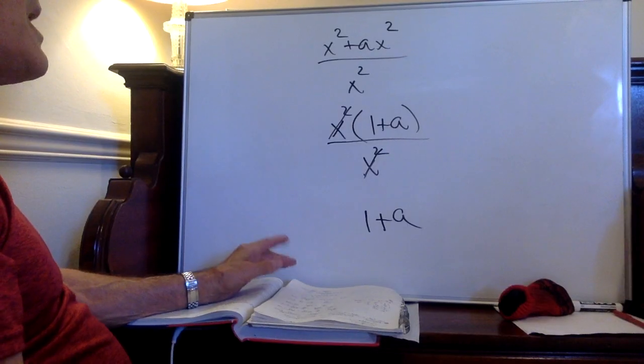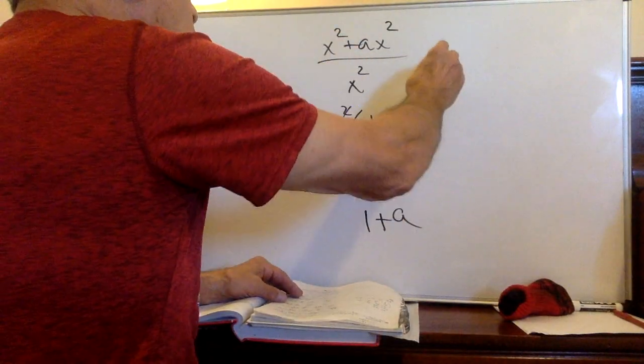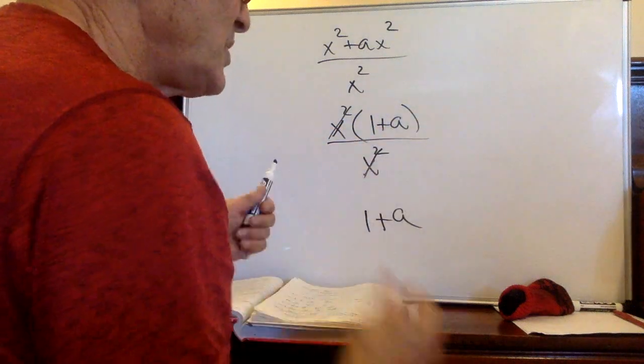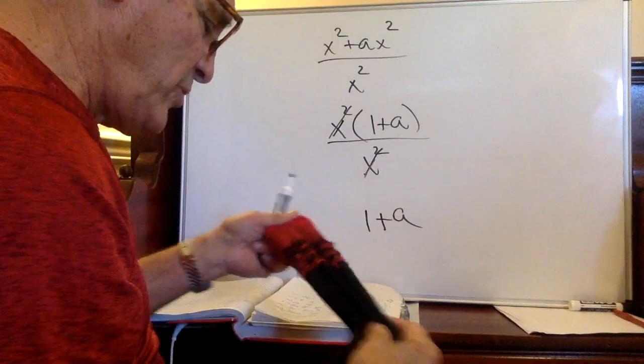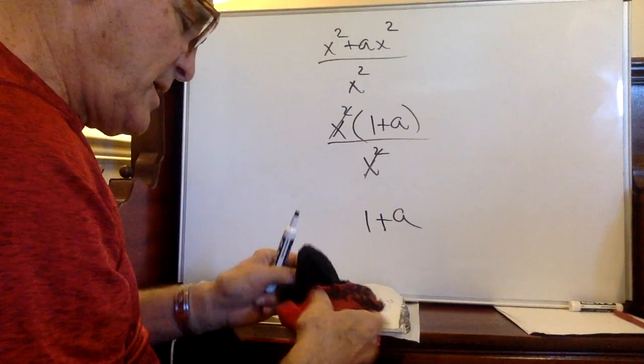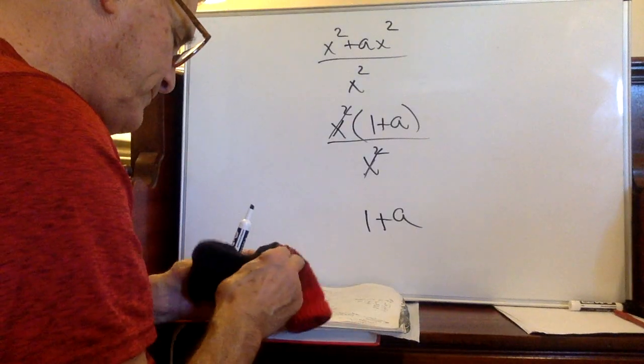Okay. A common error, people would do this. They'd go, oh, x squared cancel, and you get 1 plus ax squared. Almost, but no banana. You can only cancel from numerator and denominator when you have all multiplication in the numerator and the denominator. Okay.